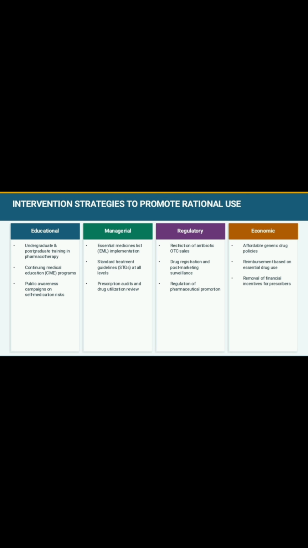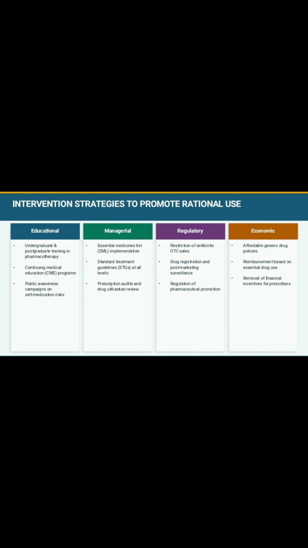There should be continuing medical education programs for medical professionals, continuing in-service medical education as a licensure requirement. Public awareness campaigns should tell about the risks of self medication and the toxicity caused by overdose of the drug. The second point is managerial intervention. An essential medicines list is there. You can prescribe the drug accordingly.